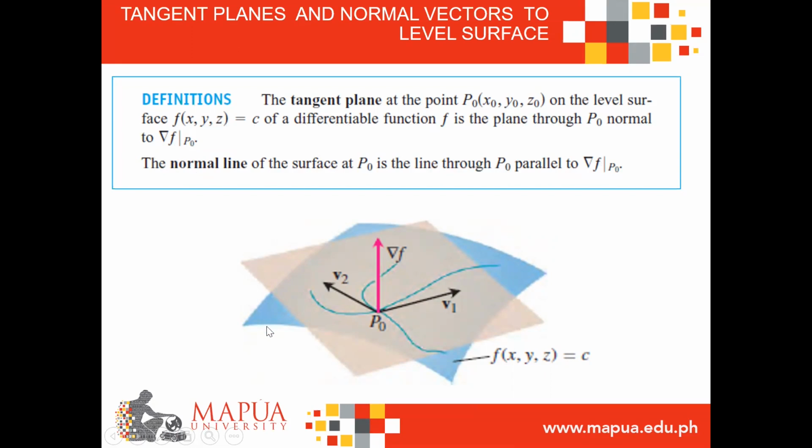So this is, for example, the given curve or surface f of x, y, z equals c. As we can see, we have here a tangent plane colored brown, which is a plane tangent to the given surface. And we have here the point p sub 0 on the surface and also on the plane. With that, we now have the normal vector represented by gradient f. And we are concerned with defining the equation of this tangent plane and also the normal line, which is parallel to this gradient f.